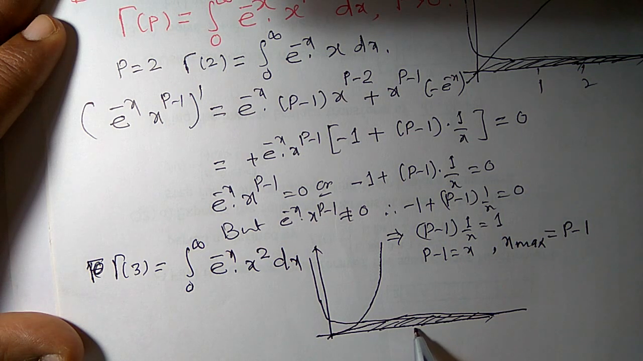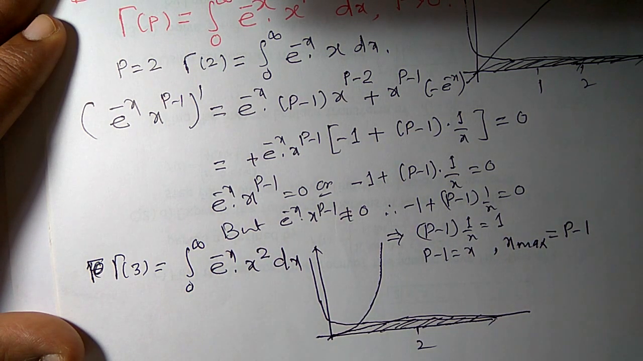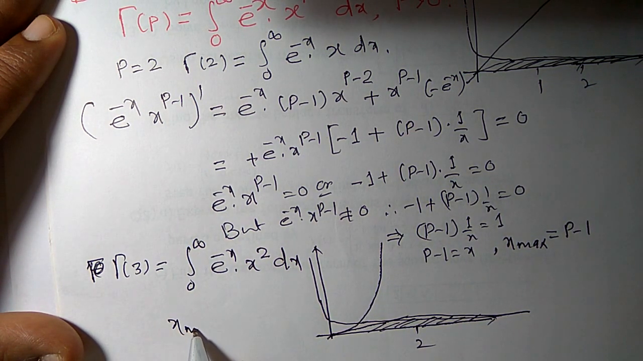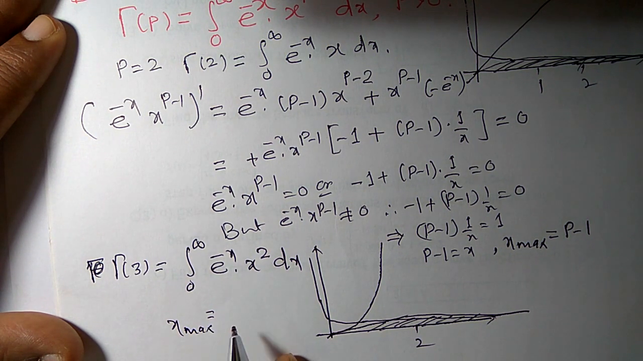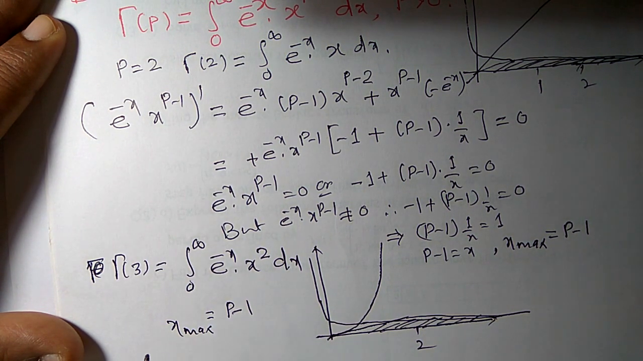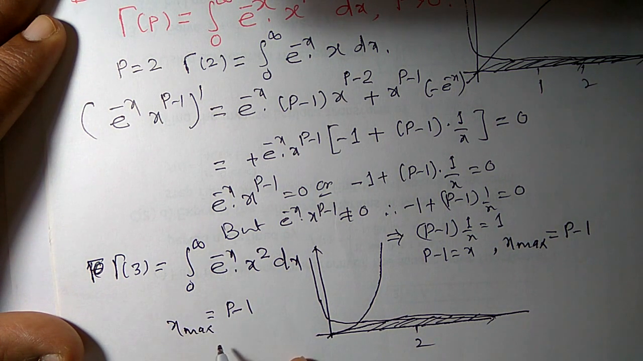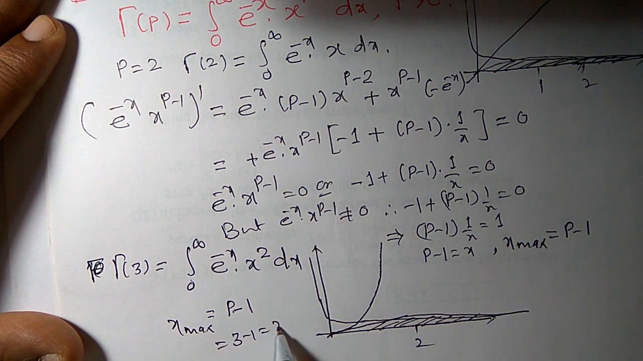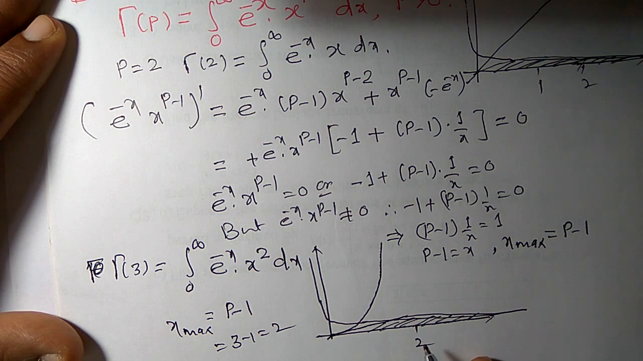Is it clear? So x maximum is equal to p minus 1. What is the value of p? p is 3. 3 minus 1 is 2. You will get the maximum at x is equal to 2.